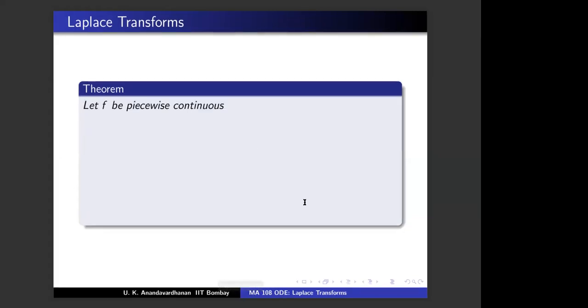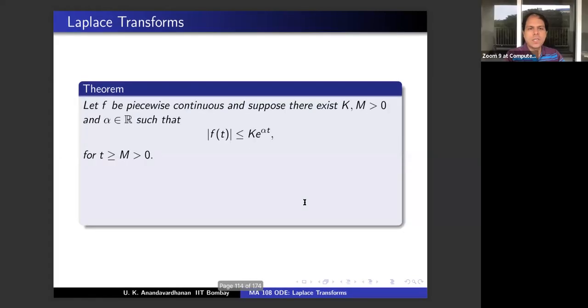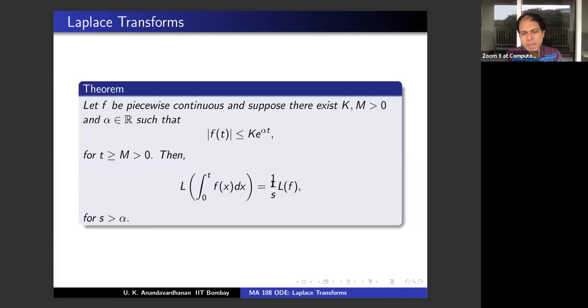Okay, and the next theorem: if f is piecewise continuous and of exponential order, then the integral has a Laplace transform, and you will expect this, no? If you took one derivative, it was multiplication by s up to a constant, and when you integrate, it is division by s, and this is also true when s is bigger than alpha. Beautiful results, right?